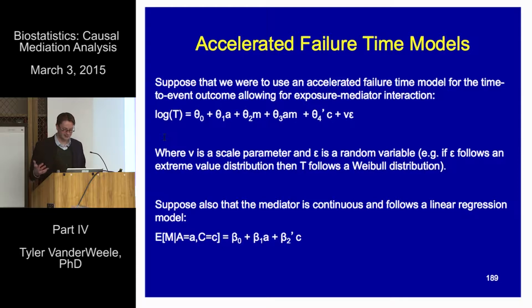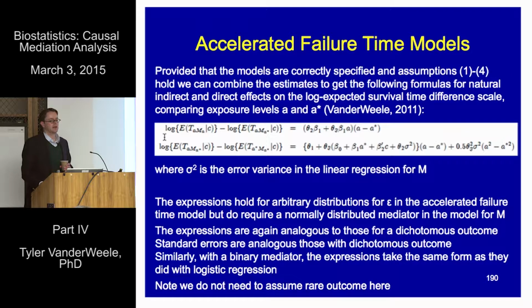Okay, things are slightly happier with the accelerated failure time models, used somewhat less, but perhaps the second most popular class of models, where we model the log survival time as a linear function of the exposure and mediator. We can include an interaction term, covariates, and an error term with a scale parameter. So for example, if the error term follows an extreme value distribution, T would be Weibull, but you can use these approaches more generally. Once again, if the mediator is continuous, we could fit a linear regression. If it's binary, we could fit a logistic regression. Provided the models are correctly specified, we don't need a rare outcome assumption here.